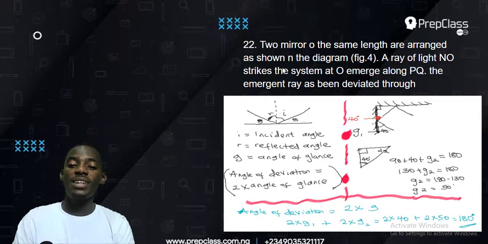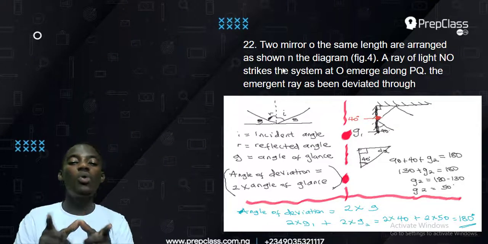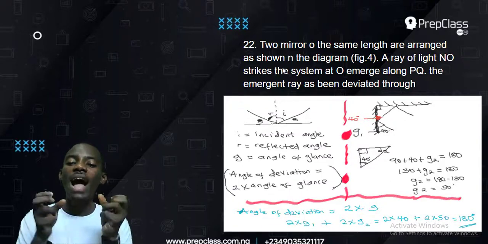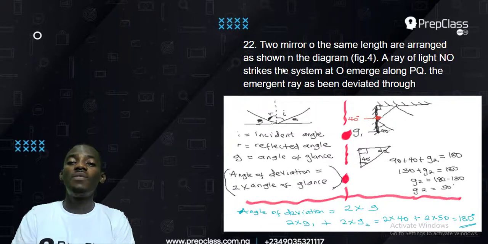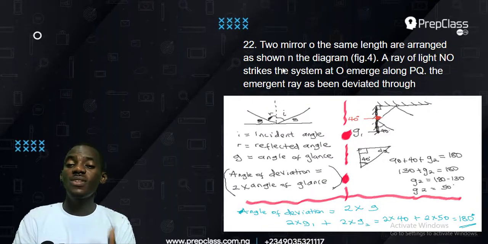Okay, or the reflected angle. Then the one below the two of them is the angle of glance. Now, two angle of glance makes the angle of deviation that this question is looking for. So two angle of glance makes one angle of deviation. So this question says find the angle of deviation.